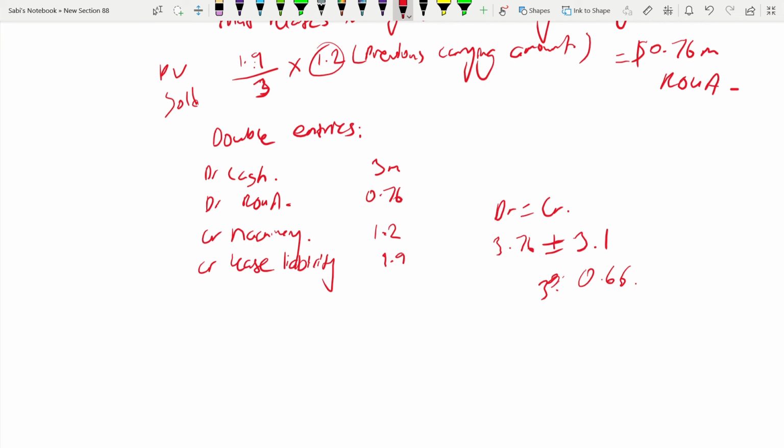There's the difference. Which side is less? Credit side is less. So you have to credit what? Profit and loss. Exactly. Because sale has taken place, there will be a profit and loss. So P&L, this is the balancing figure. This happens only when it's a sale. So 0.66. Now it balances. 3.76 and 3.76.